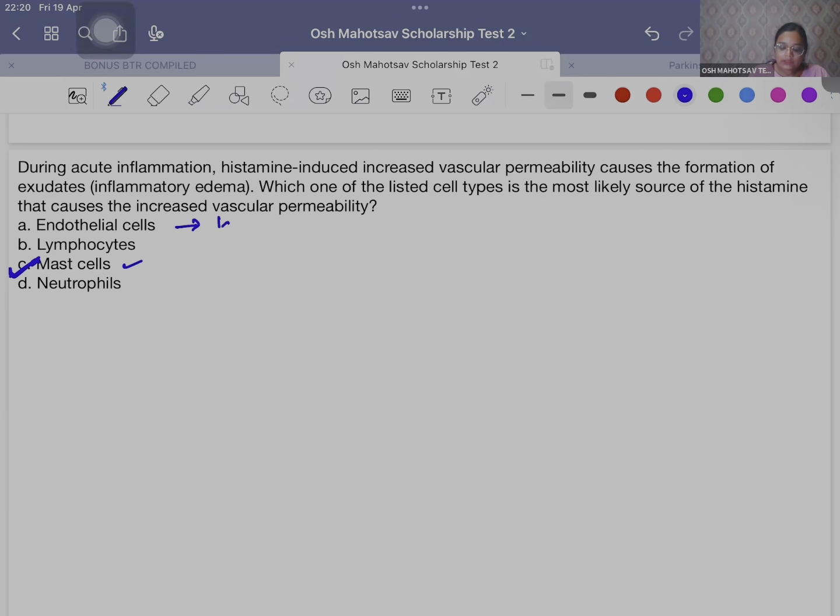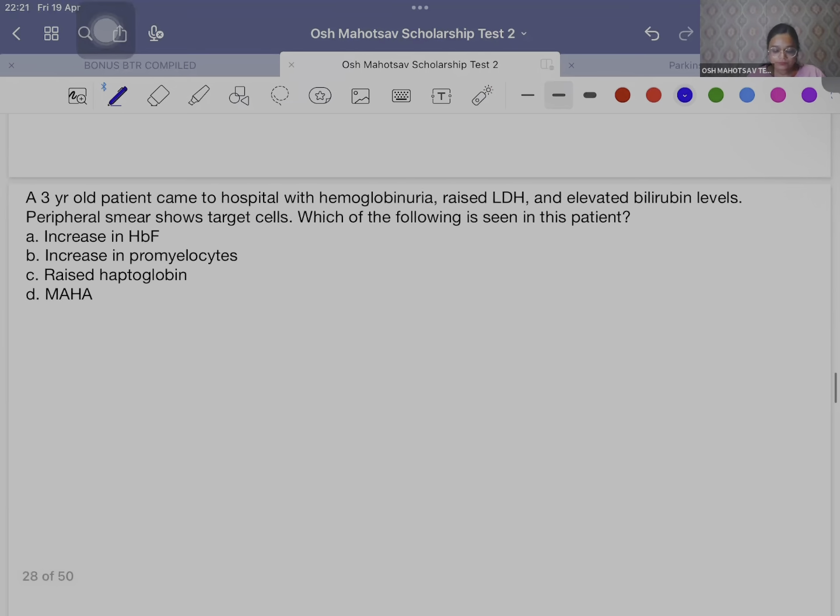From the endothelial cell, we will have Weibel-Palade bodies, which have von Willebrand factor plus P-selectin. Lymphocytes, if they are B cells, can form antibodies. If they are T cells, then they will form granulomas. Neutrophils have all those lysosomal granules.